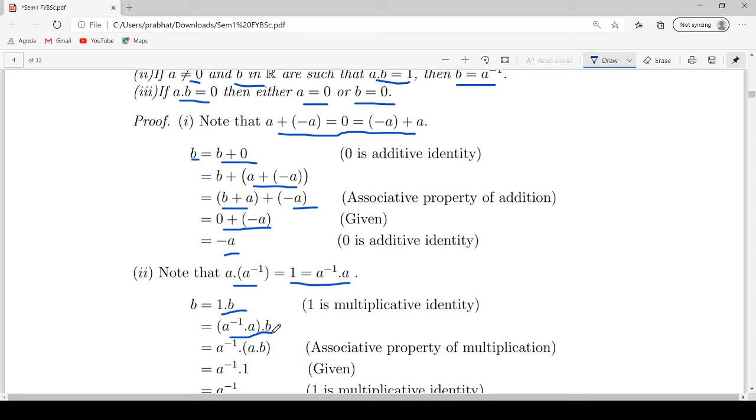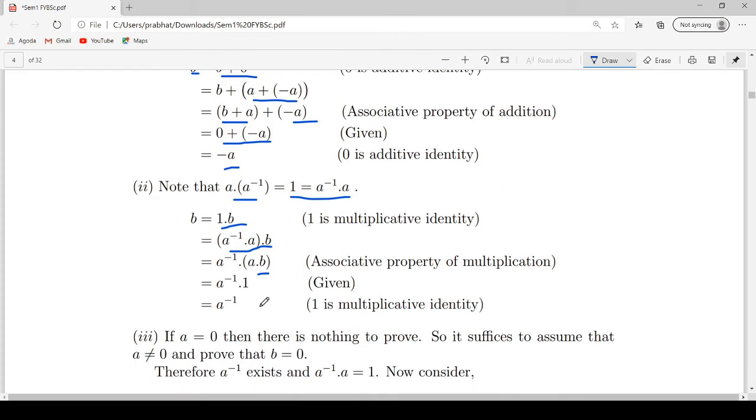Now I will use the associative property of multiplication to club a and b. So it is a inverse multiplied with a and b. Now a dot b is given to be 1. So it is a inverse dot 1. But 1 is multiplicative identity. So it is equal to a inverse. So you have proved b is equal to a inverse if a dot b is equal to 1. That means you have proved multiplicative inverse is also unique.